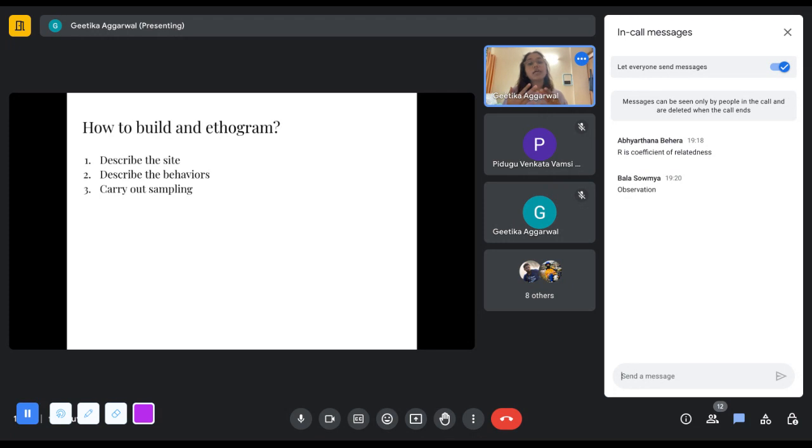Scan sampling happens when there's a group or when there's a herd. Like I said, if it's a herd of black bucks, you can carry out a scan sample. So you start observing, then you write down what each individual is doing. That is one scan. You write down the time at which you start the scan, you note down what each individual is doing, and you write the end of the scan. This is called scan sampling, and you can carry it out again and again. Okay. So these are some ways of going out in the field and carrying out these sampling methods.